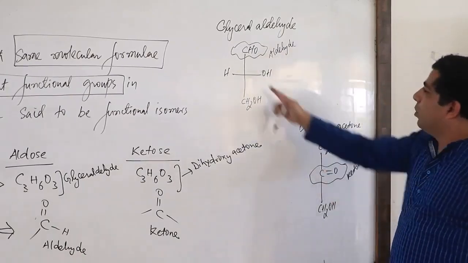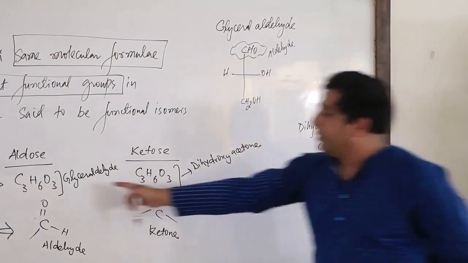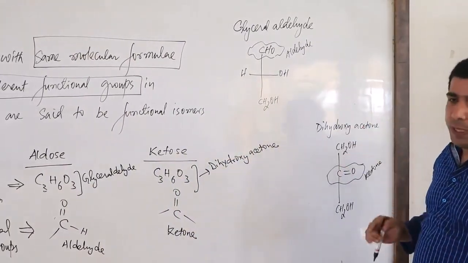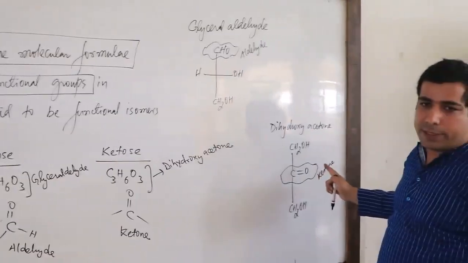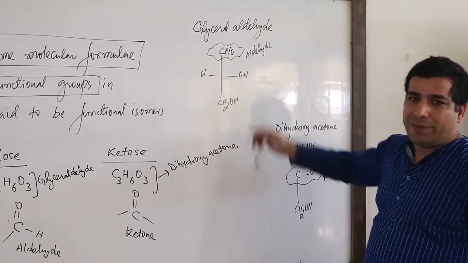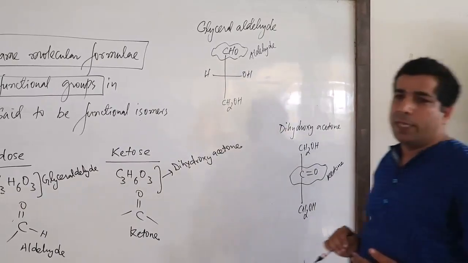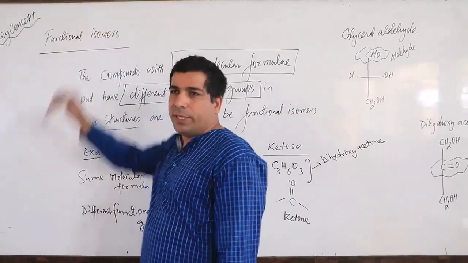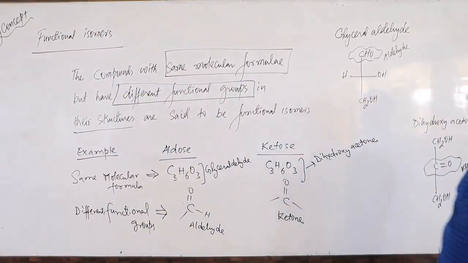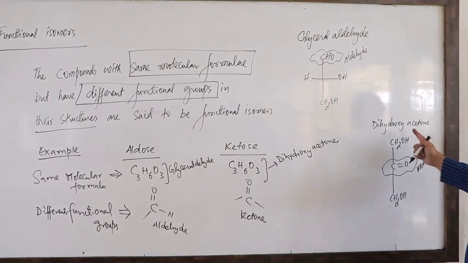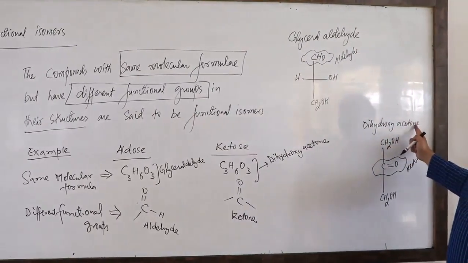And if you look at their molecular formulas, it is C3H6O3 for both of them. C3H6O3. This contains aldehyde, this contains ketone. So obviously they have different functional groups. When they have different functional groups, they will be considered as functional isomers. So these two are functional isomers. Glyceraldehyde is a functional isomer of dihydroxyacetone.